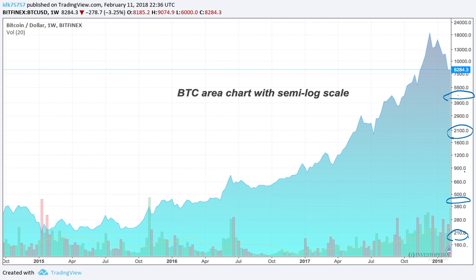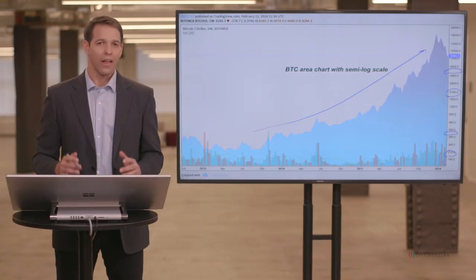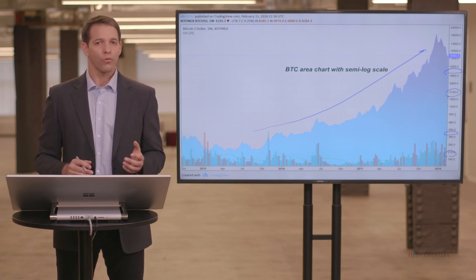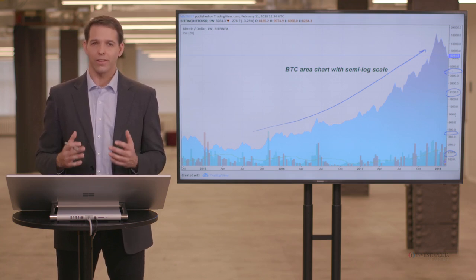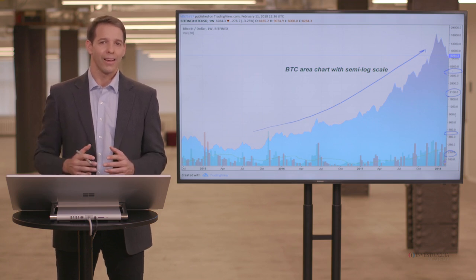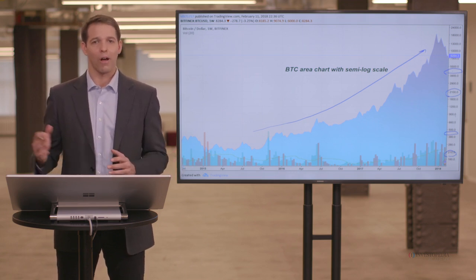This will show us that Bitcoin, even though the move has looked parabolic on an arithmetic chart, is not much different than the trend has been since all the way back in 2015. So it doesn't look as dramatic on a semi-log scale as it does with an arithmetic chart. It's important to look at these semi-log charts because they'll show you that these trends tend to be the same over time. Even though something might look parabolic, it's happened in the past and probably will happen in the future.